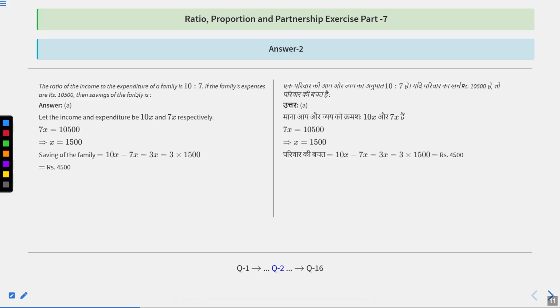The question says that the income and expenditure ratio is 10:7. So we can let income be 10x and expenditure be 7x. It is also given that the expenses are 10,500. Clear? So 7x equals 10,500. We can calculate the value of x, which is 1500. So what will be the saving? Saving is always income minus expenditure. Income is 10x, expenditure is 7x, so saving will be 3x. And we know the value of x, so we multiply 3 by 1500, which is 4500. That is the correct answer. Next one.